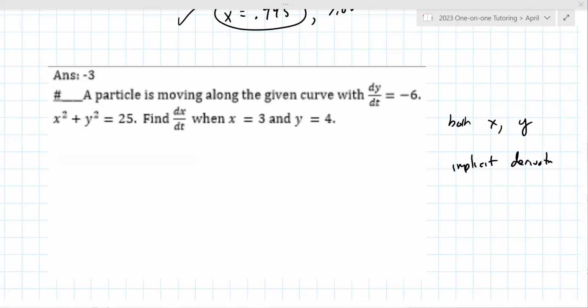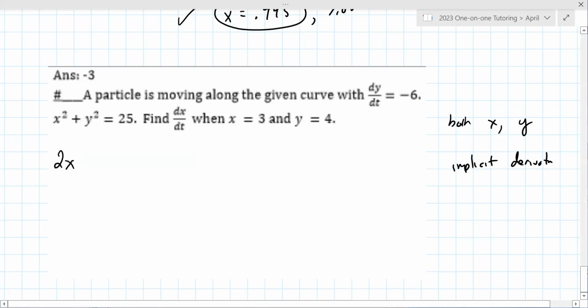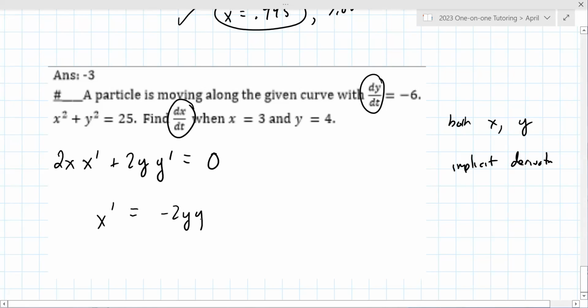So 2x plus 2y prime equals 0. Normally that would be correct, but here x is also defined implicitly. X is a function of t and y is a function of t. So it's 2x x prime plus 2y y prime equals 0. And you would have figured that out eventually because you're solving for dx/dt. You'd be like, oh wait, where's the thing I'm solving for? So x prime here is -2y y prime over 2x, or -y y prime over x.